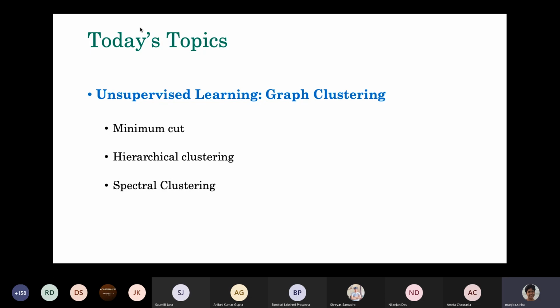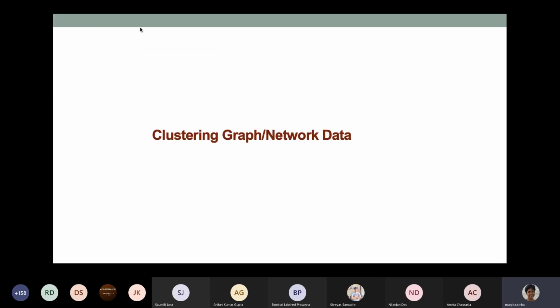So in graph clustering, we will learn three things: minimum cut, hierarchical clustering, and spectral clustering. Let's see how much we can do in today's class, and tomorrow we will continue this. So, clustering graph or network data. Graph means the networks that we see in our real life or in practice. If you think in mathematical terms, they are graphs, right?